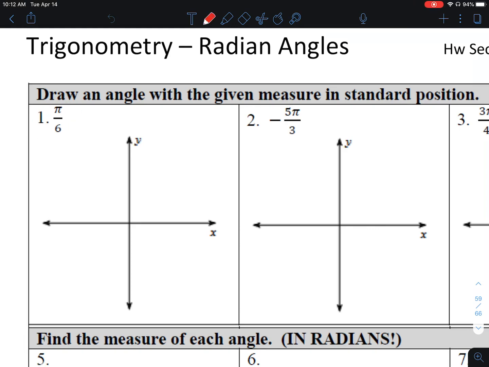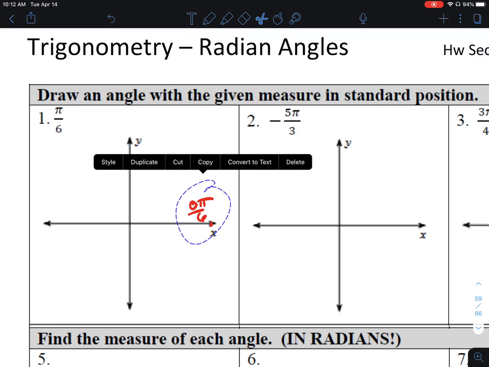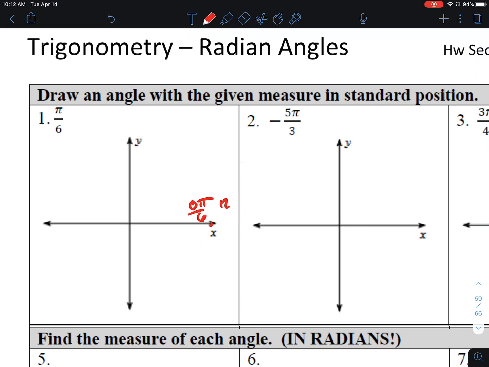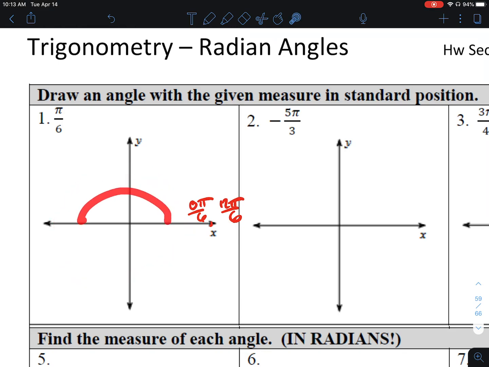At the beginning, on the positive x-axis, we get 0 pi over 6. Hopefully you know by now that a complete revolution is 2 pi. That's the same as 12 pi over 6. Halfway between 0 and 12 pi over 6 would be 6 pi over 6. Halfway between 0 and 6 would be 3 pi over 6.